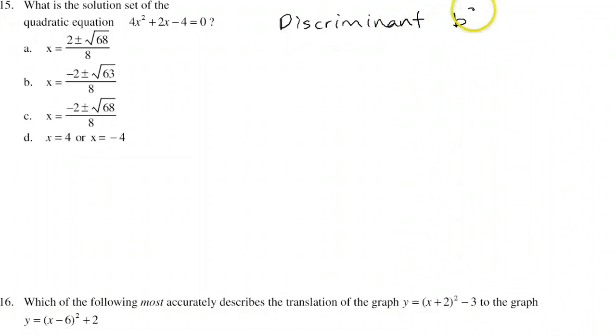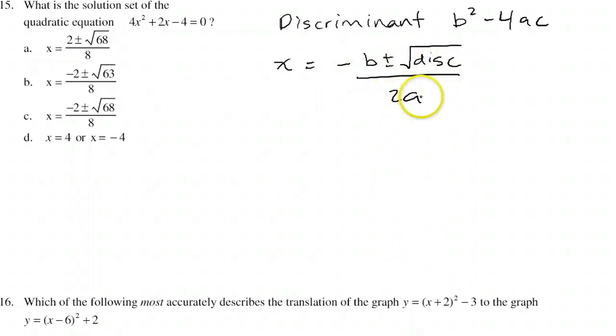Which is b squared minus 4ac. Then we can plug it into the actual formula, which says x equals negative b plus or minus the square root of the discriminant over 2a. Or the shortcut way of remembering is the vertex formula, opposite b over 2a, and then on top of the b is plus or minus the discriminant.